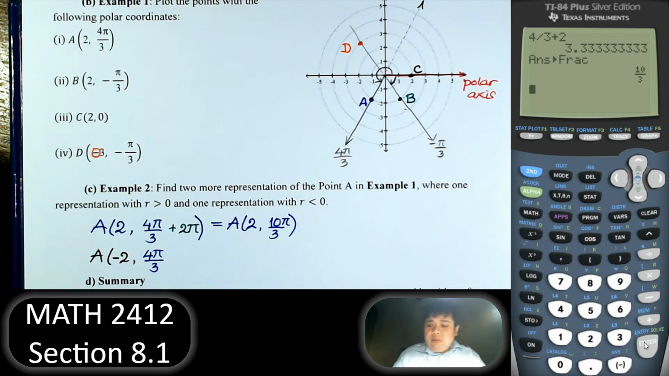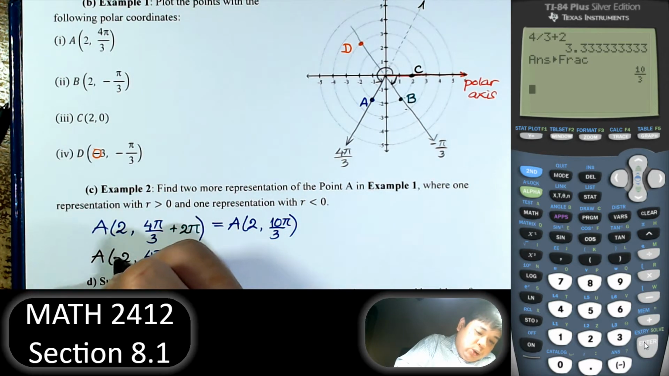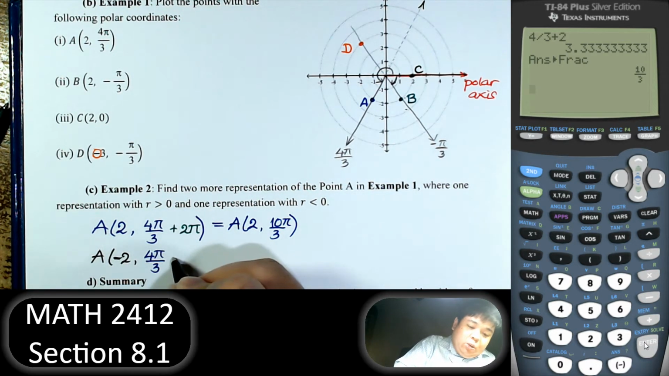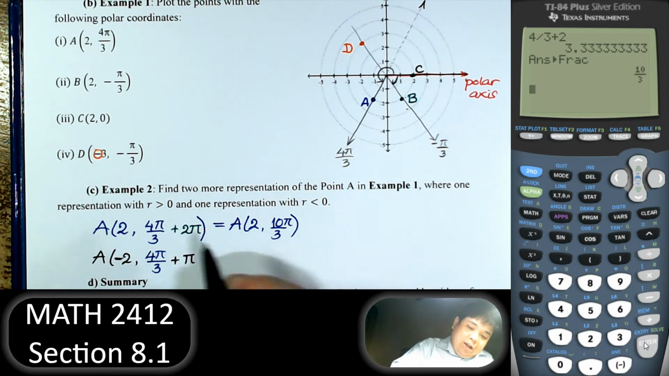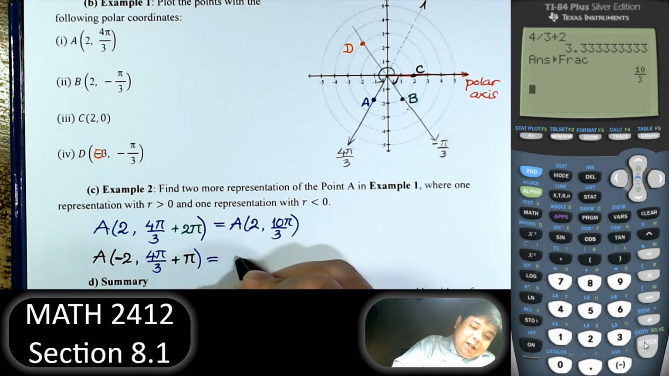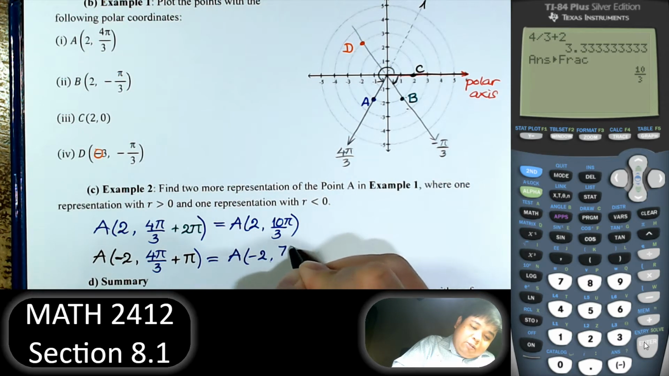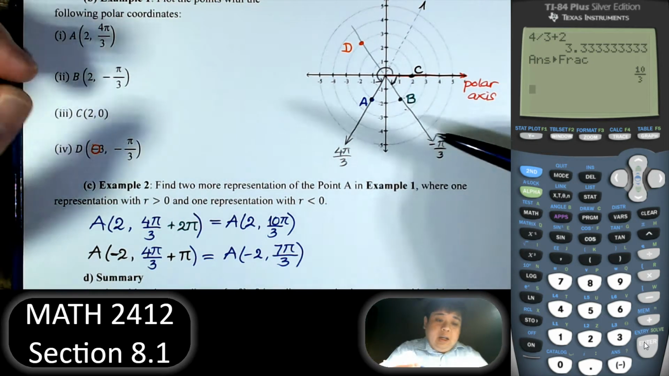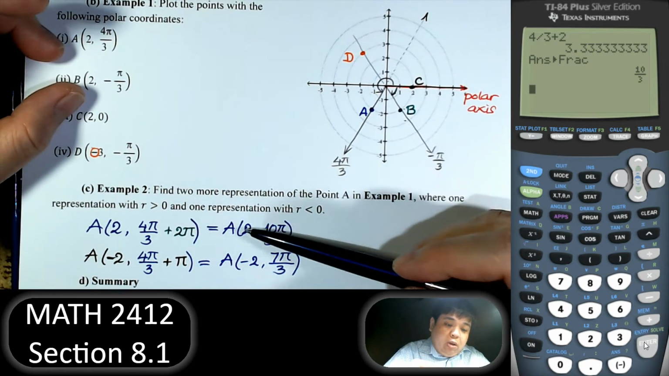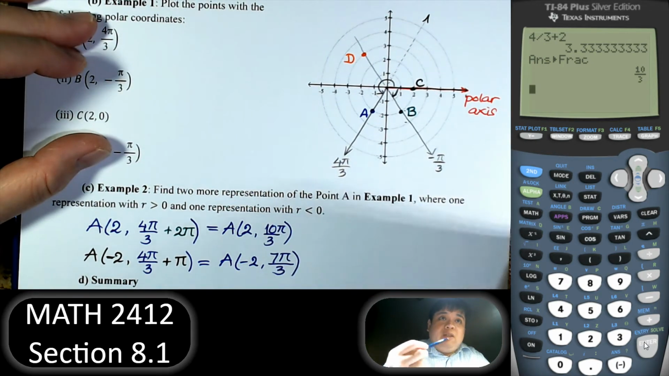So if we want to turn to a negative r, what we do is instead of adding 2 pi to it, we only need to add 1 pi, or we could subtract a pi if we want to. Here, just add 2 pi to it, and I will have the point A with -2, 7 pi over 3. So the representation is still the point A, but one with positive r, one with negative r.